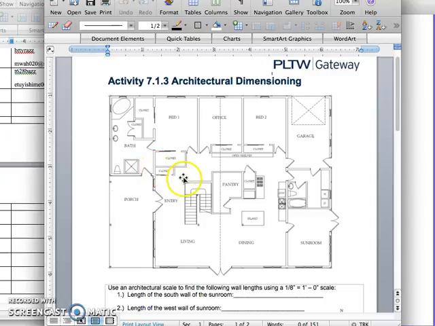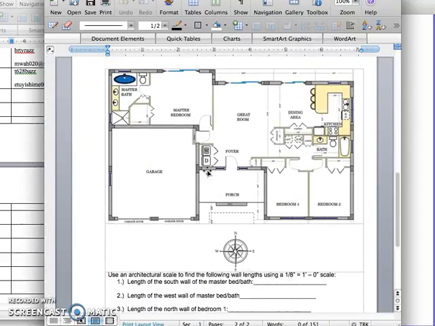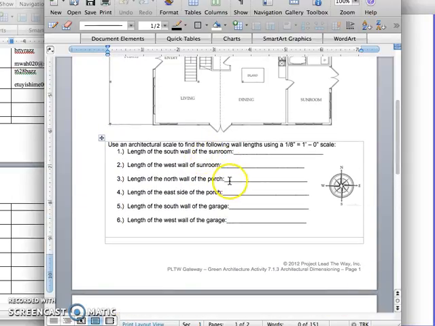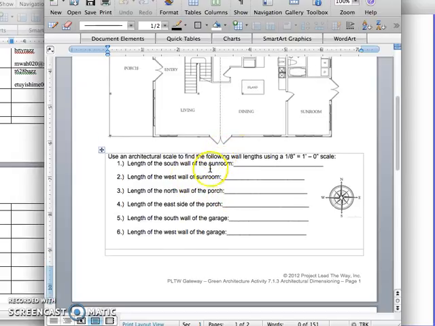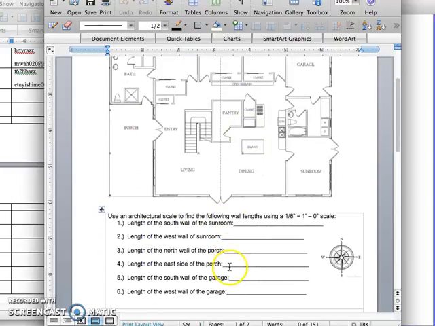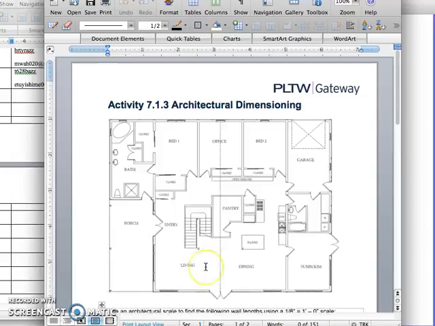So, here's the worksheet you're working on today. It's called Architectural Dimensioning. It's going to just give you a couple rooms. You got this room on the front side and then this room on the back side. What it's going to say is I want you to just find the length of walls. So we got the sunroom right here. We've got the porch right here. I got the porch again. And then the two sides of the garage. So the garage is over here.